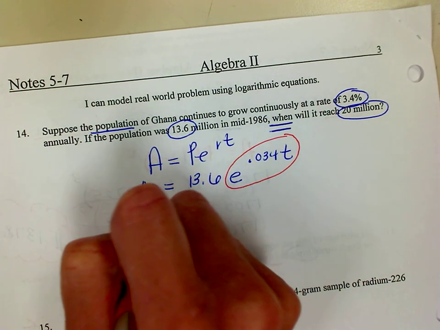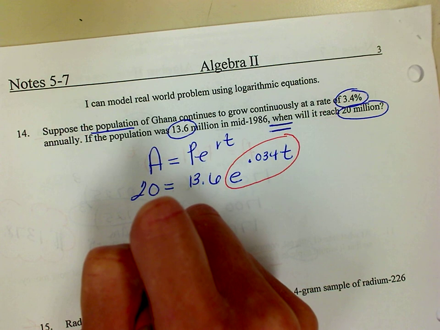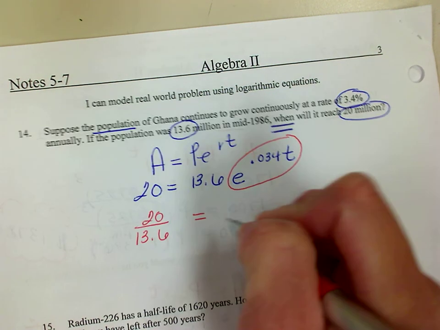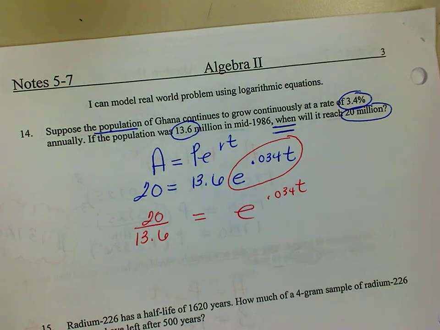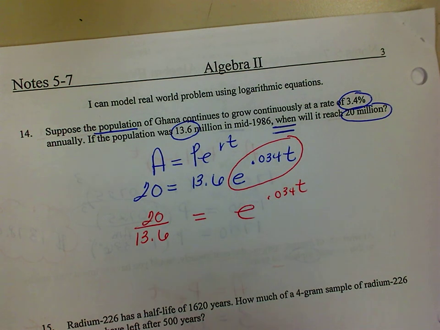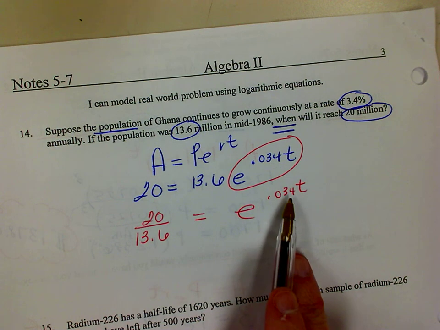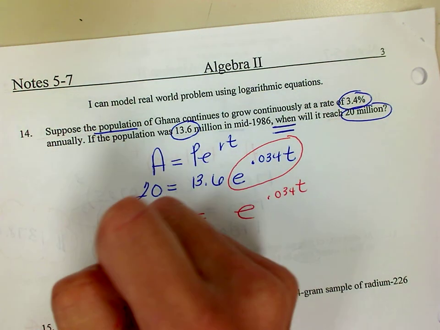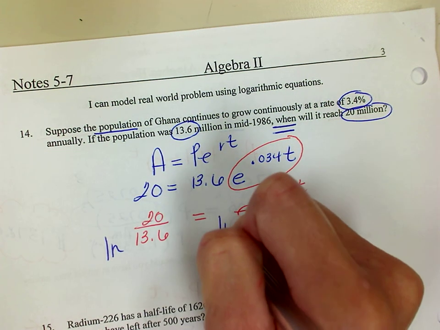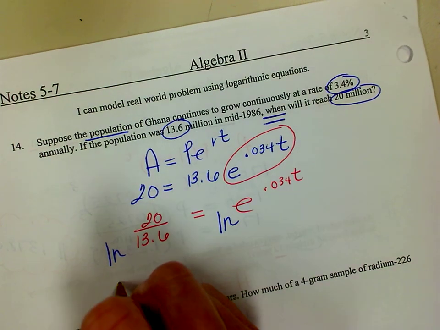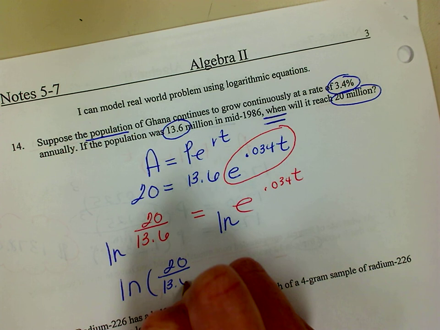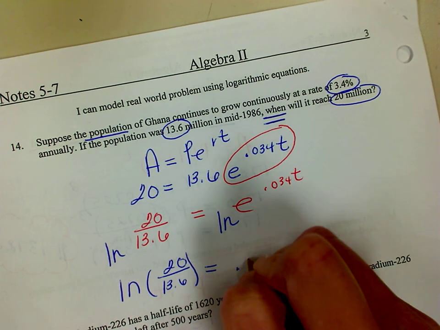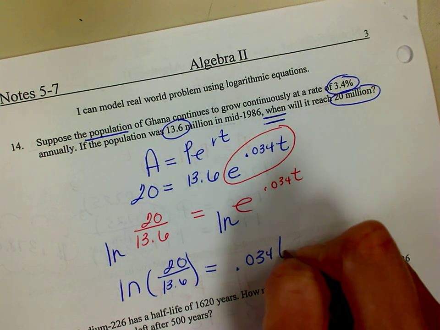And since I got a decimal on my calculator, I'm just going to leave it like that for now because I want to keep my answer exact. Okay, from here, the only thing I can do now is drop this down in front. But I only can do that if I put the natural log on both sides. I'm going to drop my exponent down in front.